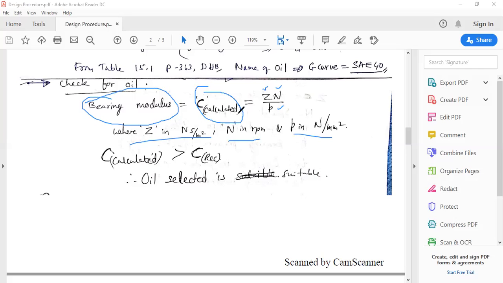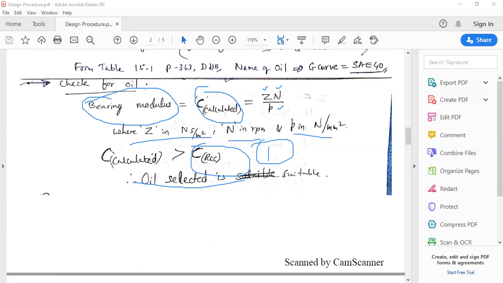Suppose this calculated C value is greater than the recommended value, which is noted in step 1. Then we can say that the oil gives a sufficient, uniform film thickness between the journal and the bearing, so complete lubrication is possible. Therefore this oil is suitable for use as a lubricant. So this is the third step.